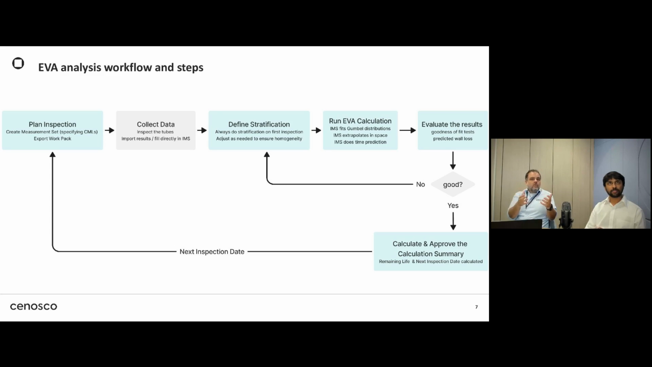Once you get that calculation summary or the calculation up and running, you're going to get as an outcome a next inspection date. So in IMS, for example, that's going to be part of a schedule, right? The scheduling that's going to be used for planning the next inspection. But at that point, you already know what the sampling is, what the kind of tubes are that you're going to inspect at the next inspection date.